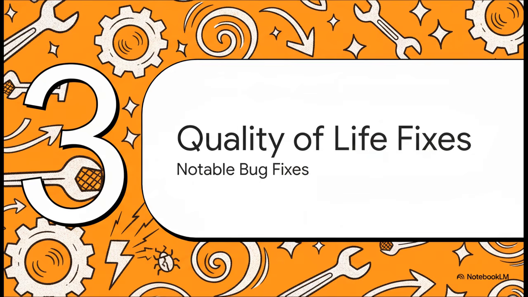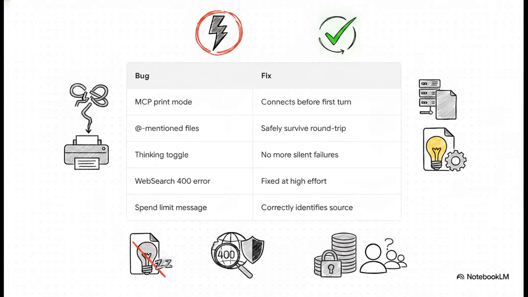Section 3. Essential quality of life fixes. All right, we're going to pick up the pace here and run through a rapid-fire list of some really nice polish applied to the tool. Now, what's really interesting here is how they address those tiny daily friction points that drive us all crazy. First, model context protocol servers now actually connect properly before the first turn when running in print mode. Before, this bug caused the model to just spit out tool calls as literal text instead of actually running them.